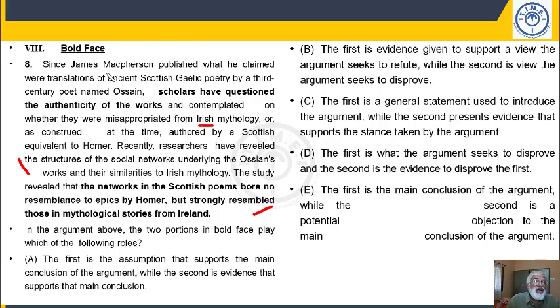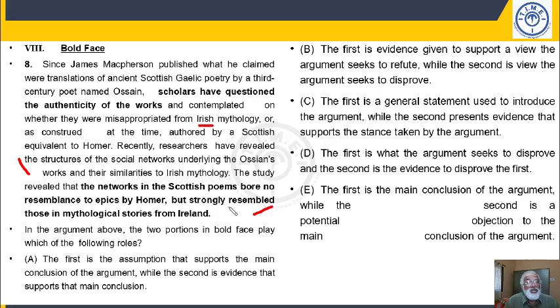He's saying that this guy said that they were by this 3rd century poet named Ossian, but scholars have questioned the works, and they have questioned them on two grounds. One, they were possibly taken from Irish mythology, or two, there might be another poet. But the study shows there's no other poet, but they could be similar to the stories from Ireland. In other words, we have the question, and one of the features that was the base of that question is actually justified. So something that justifies the question. We have a question and what justifies that question.